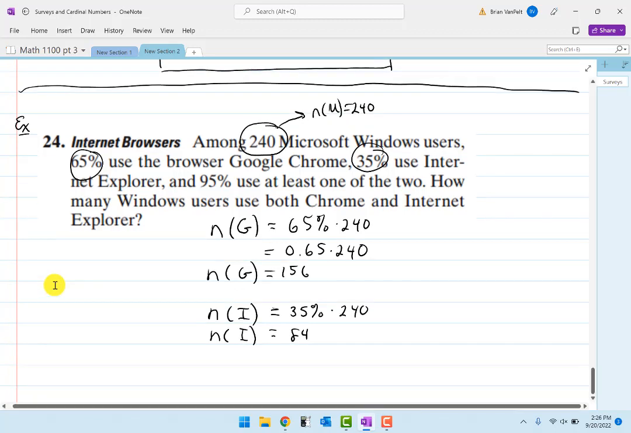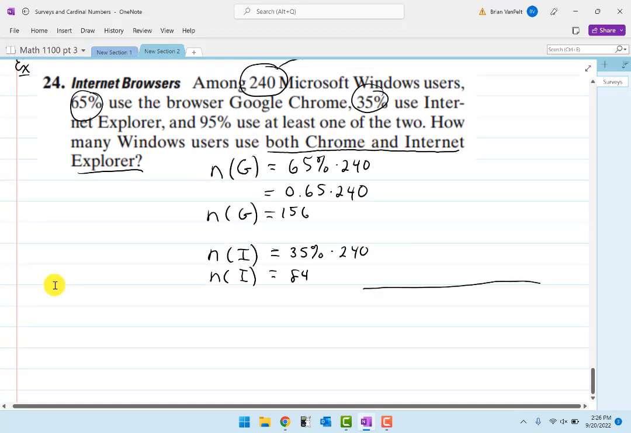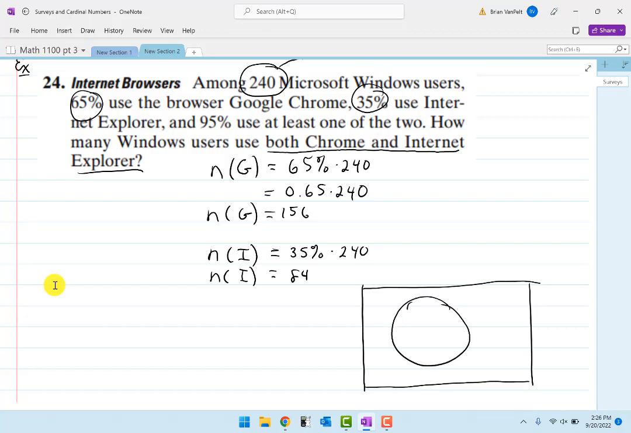Now what they want is the number of people that use both Chrome and Internet Explorer. So if we draw a picture of this, there's G and there's I. They want to know this thing in the middle here. How many are in the overlap of the two? 95% use at least one of these two. So 95% use either G or I or both.